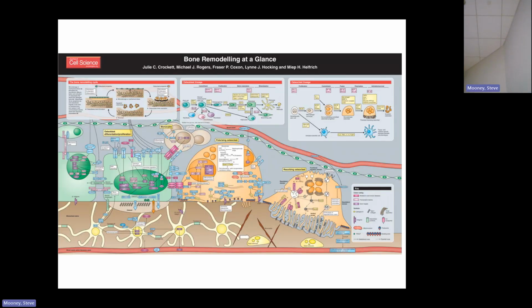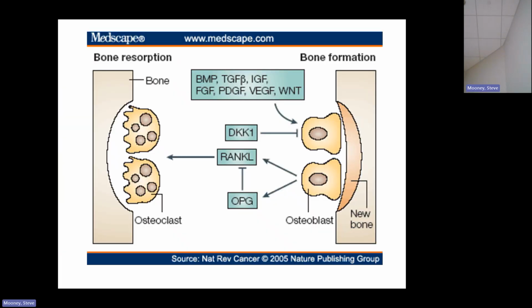So this is how it all gets done. If you're really interested, you can zoom in on that. That's way more than we need to know in this class. So let's talk about our osteoclasts. They're going to clear bone. Osteoblasts are going to build bone.